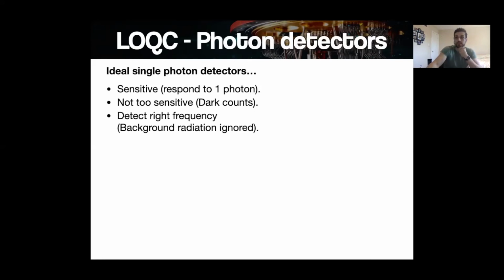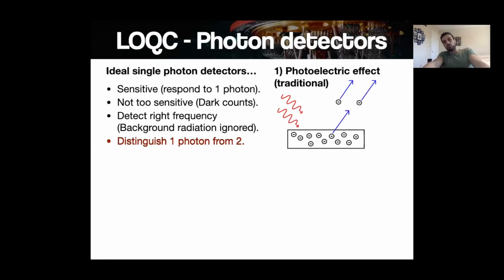We want them to detect the right frequency. There's going to be photons in the environment anyways, and the ones that we're using for our quantum computer will be a certain frequency. We don't want background radiation to cause the detectors to go off. And then lastly, if we're dealing with cases where we have 1 or 2 photons, we're going to want to be able to distinguish 1 photon from 2 photons. So everything here is pretty doable, except the last one is probably the biggest challenge currently. As far as I know, it's an active area of research as well.